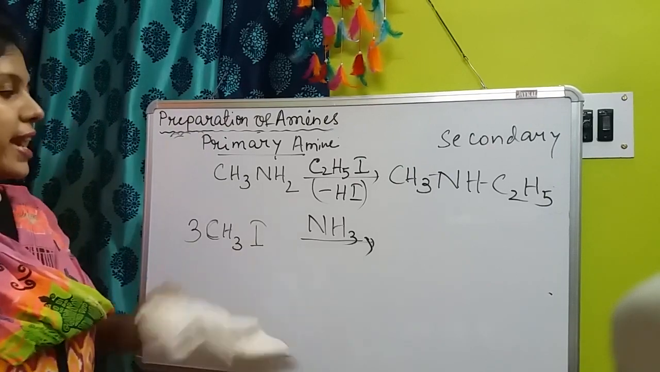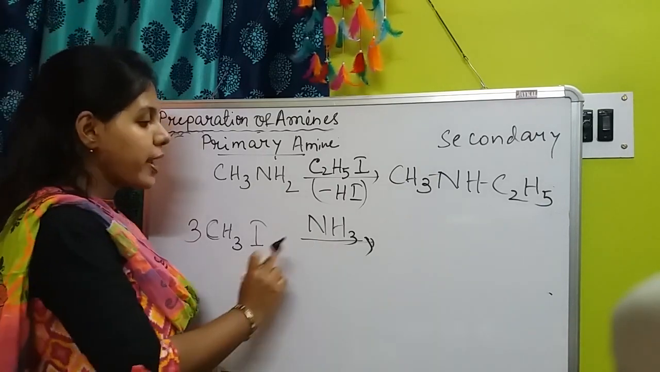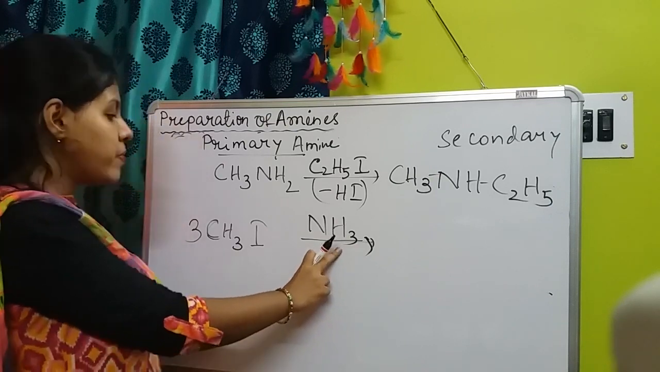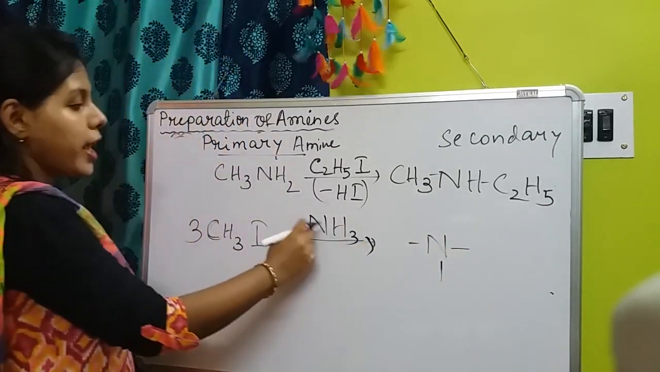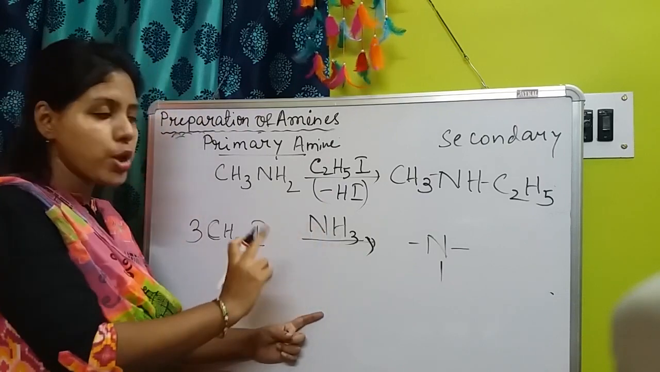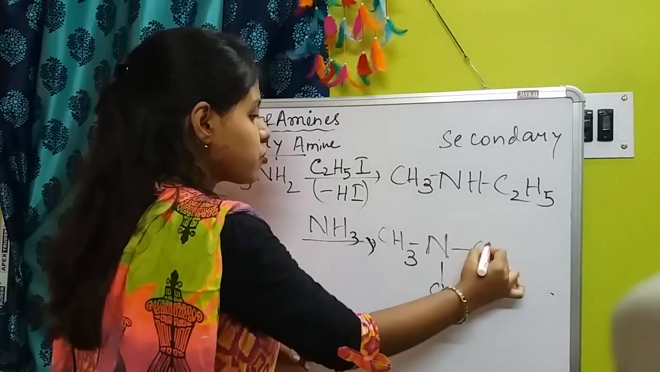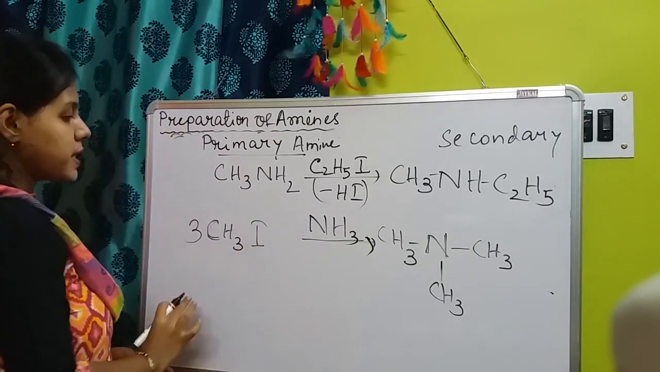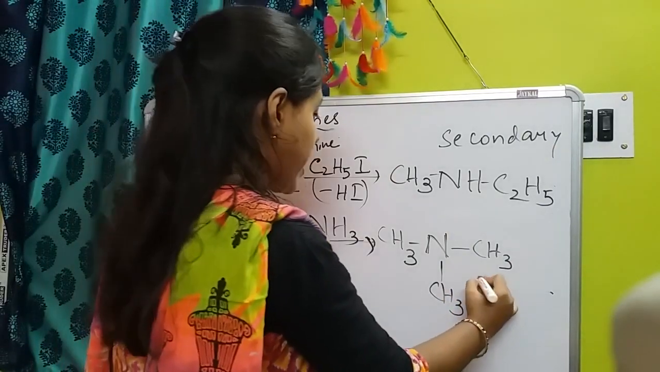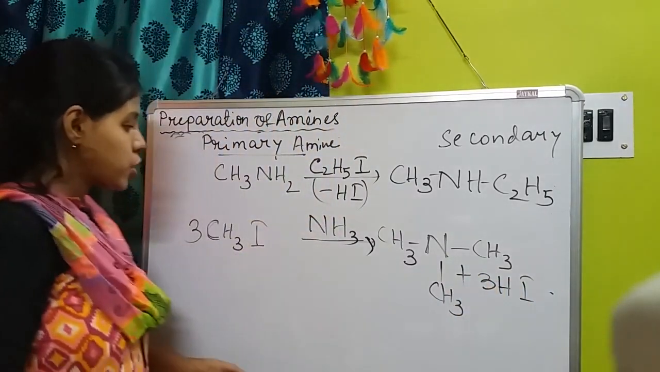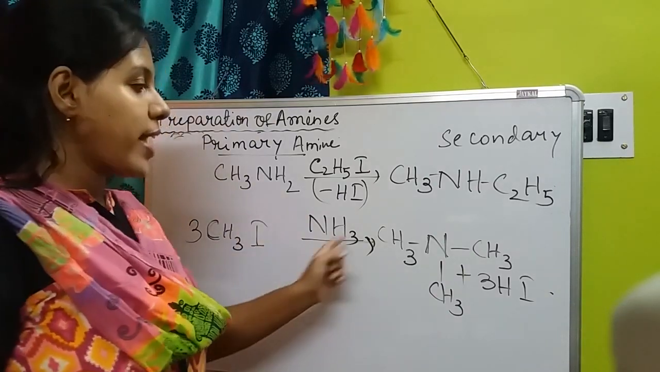And here 3 alkyl iodides are there. So mainly what will be the type of reaction? That will be a substitution reaction with the NH3. So 3 hydrogen atoms of NH3 will be substituted by 3 alkyl groups. Here initially there was the presence of hydrogens, but after this reaction these 3 will be substituted by 3 CH3 groups, and this iodine will be removed out as 3HI.